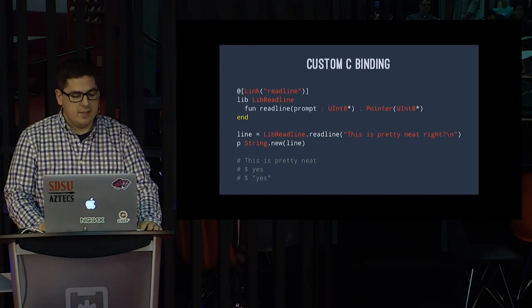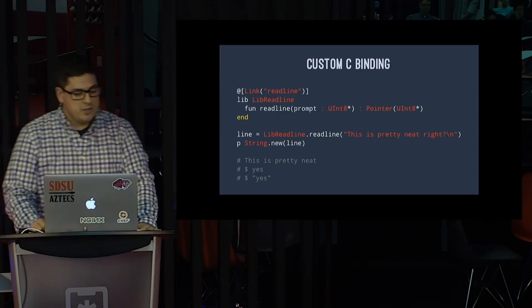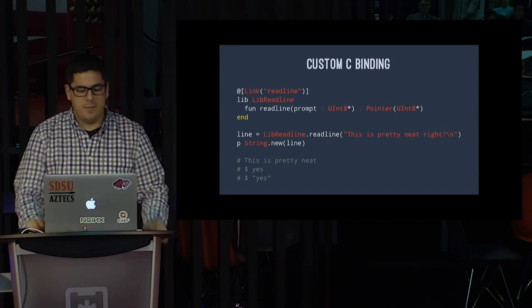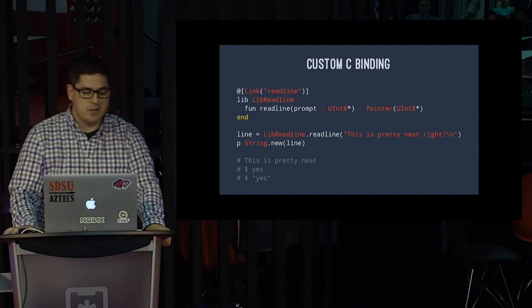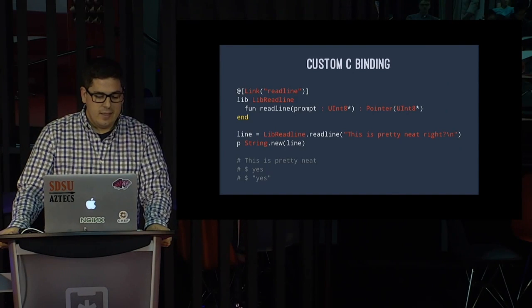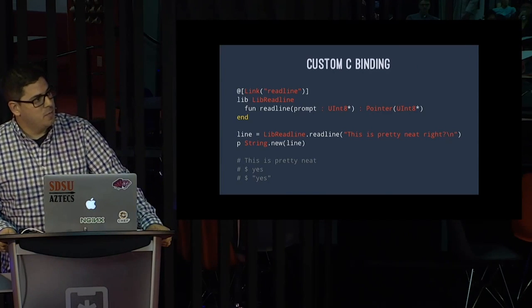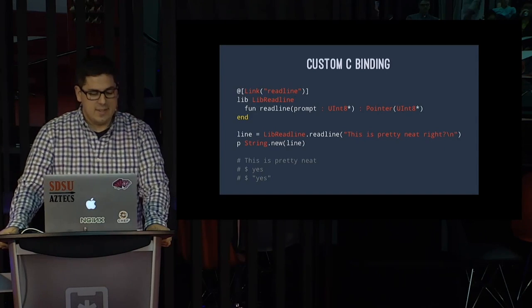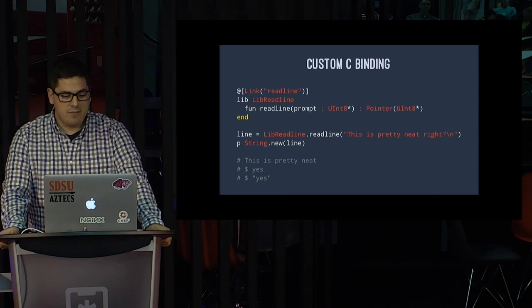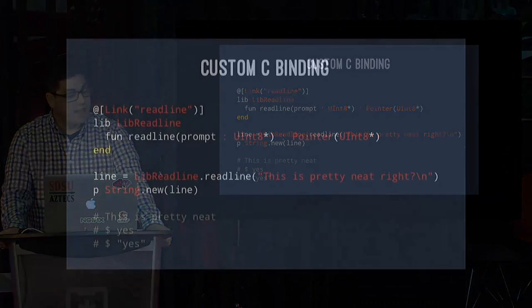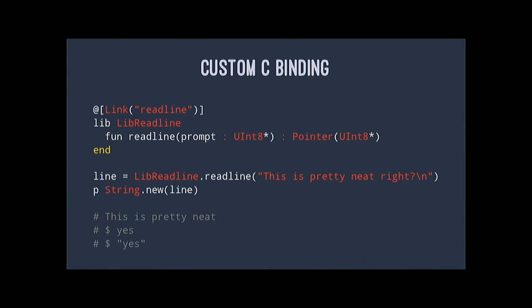The other thing is custom C bindings. If you've never written a custom C binding in Ruby, not many people do, because it is kind of hard to do. You might not appreciate how easy this is, but this is really, really easy in Crystal. All you have to do is just link to the C library. In this case, it's readline. Then we're specifying the lib, in this case, lib readline. We're just naming it whatever.